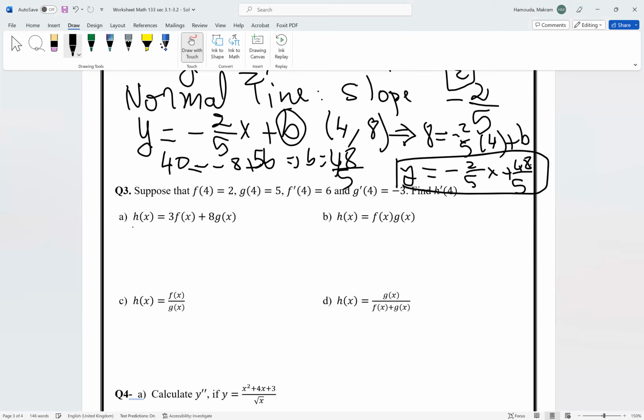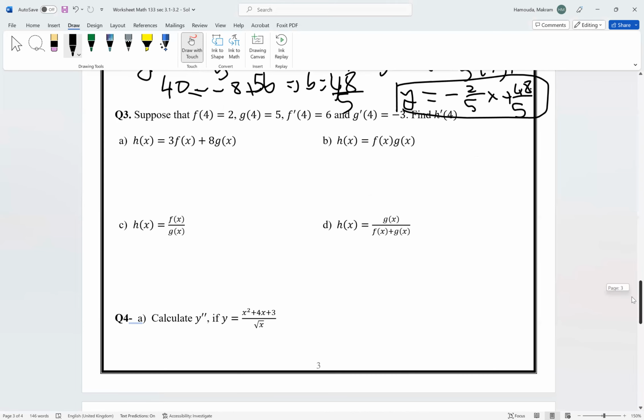Okay, so we found the tangent line equation and the normal line equation. Look at question 3 now. This is like application of the rules of sum, difference, product, quotient. Just you apply the rule and you replace the value. Look at this, for example. And here we want to find h prime of 4.